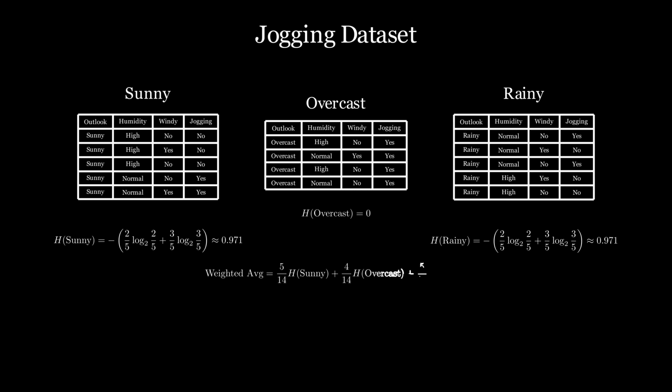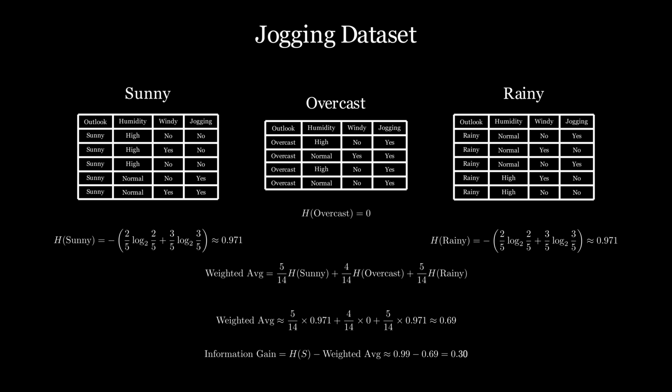Now, the weighted average entropy after splitting is calculated as follows. Substituting the values, we get approximately 0.69. The information gain is the difference between the original entropy and the weighted average entropy. 0.99 minus 0.69 equals 0.30.